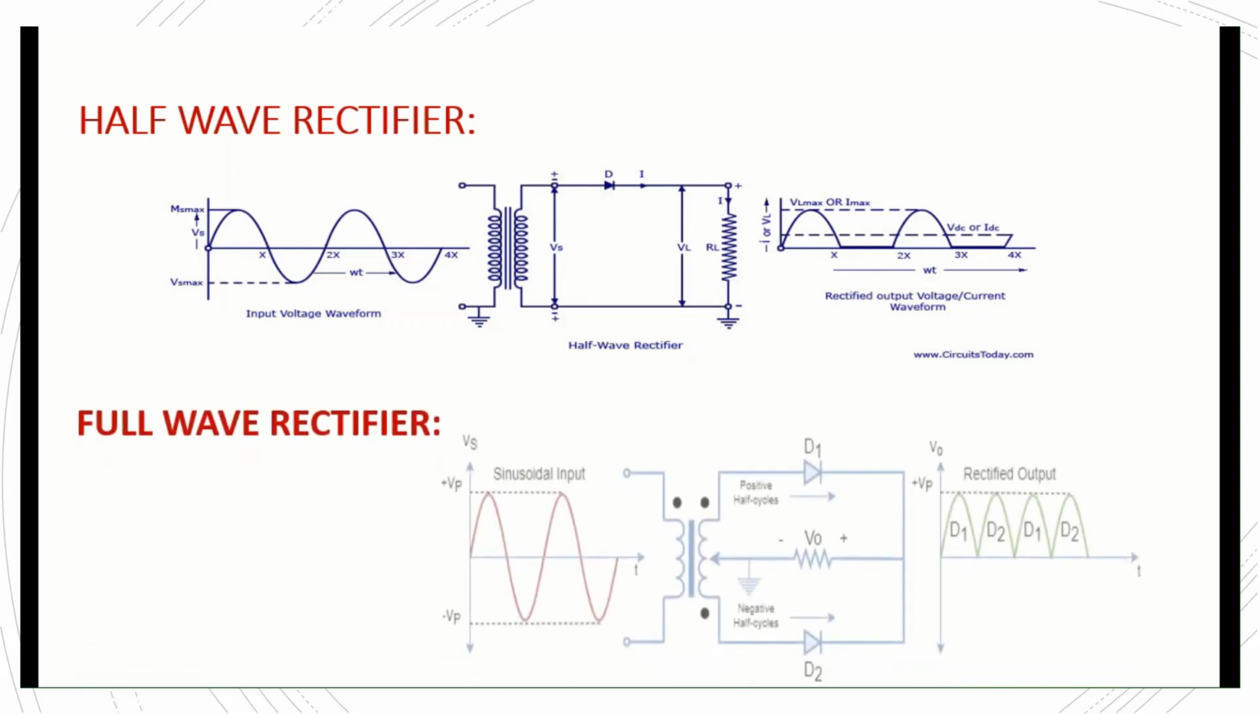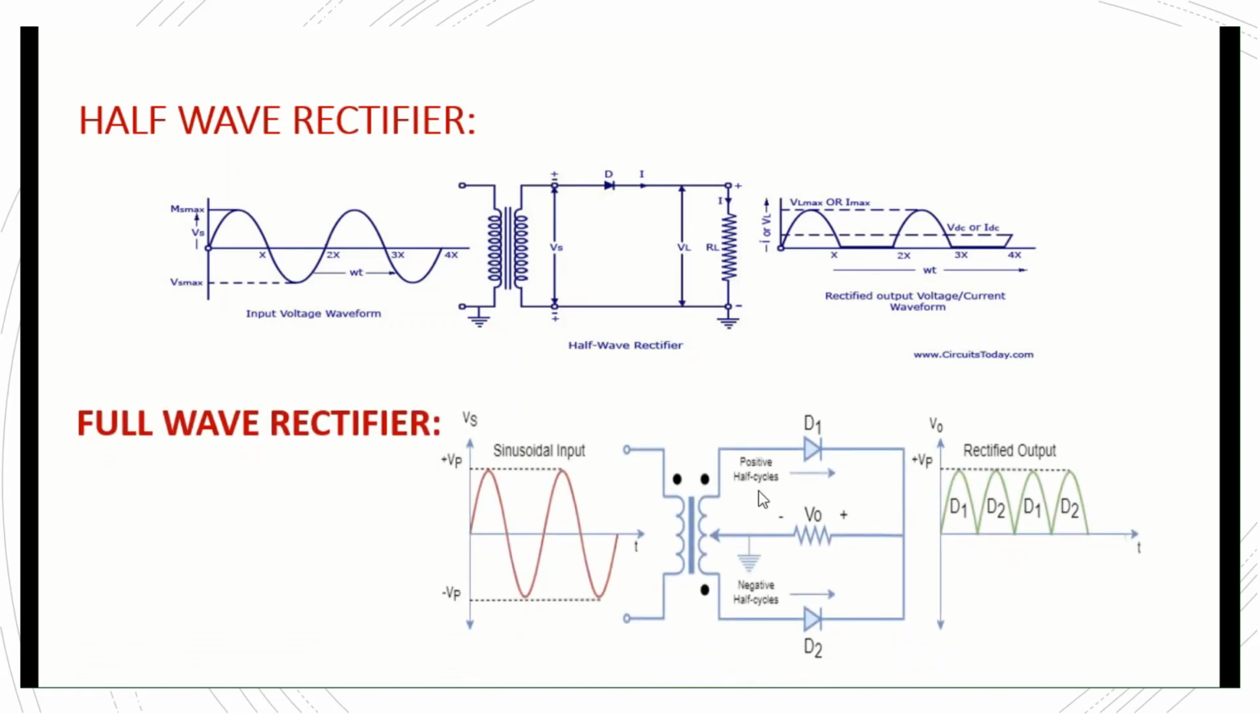In the full wave rectifier, we can see that we connect two diodes D1 and D2. In the positive half cycle, D1 becomes forward biased and D2 becomes reverse biased. So we get an output due to D1. While in the negative half cycle, D1 becomes reverse biased and D2 becomes forward biased. So we get an output due to D2, and we can see that the full wave rectifier converts both halves of the AC signal into a pulsating DC signal.